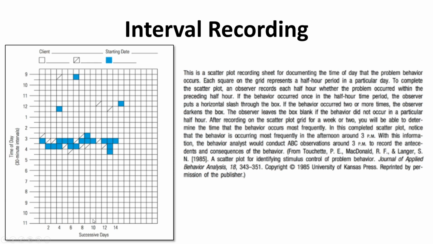And the way that this diagram is set up, everybody would pick their own ideal setup, but for this situation, they're looking at days across the bottom, so each column is one day, and we start at 9 a.m. and we go to 11 p.m. So we're tracking when these behaviors are occurring, each square being a half-hour window. And so in this particular diagram, we're seeing that this behavior is most likely to occur at 3 p.m.